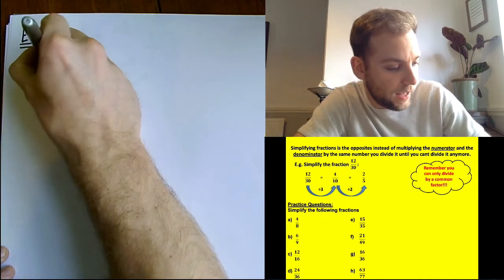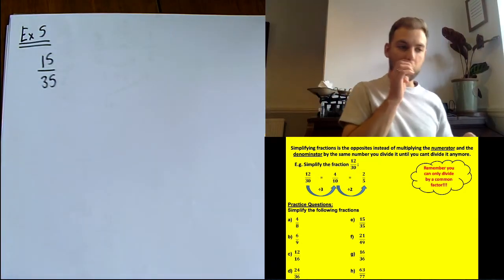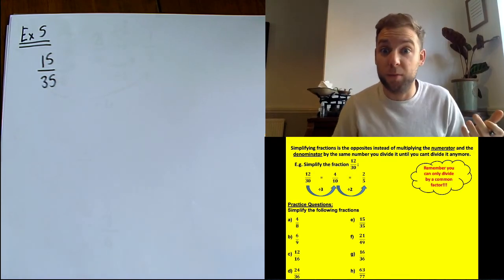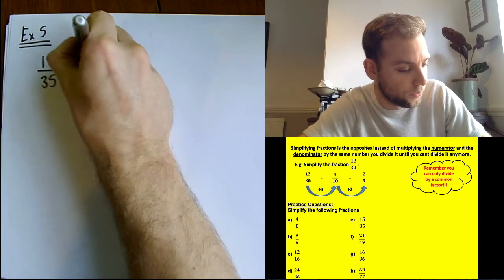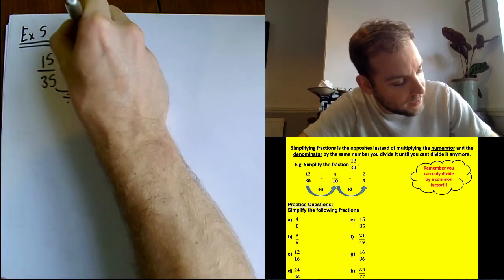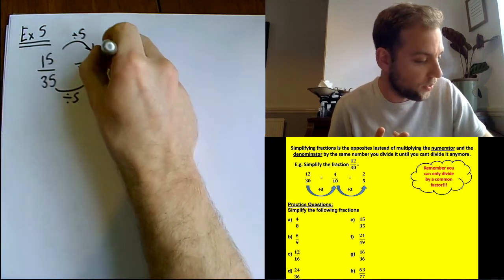So, 15 over 35. So, what goes into 15 and 35? Well, 5 goes into both of them. They both end in 5. So, let's do that one first of all. So, divided by 5, divided by 5. So, 5, 10, 15. Yeah, brilliant. So, that goes in 3 times.